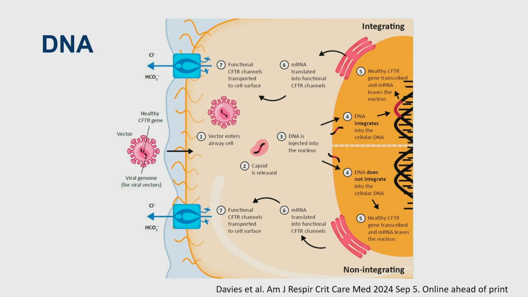It needs to be transcribed in the nucleus. That's where the transcription apparatus is. So we do have to get through that second barrier to get into the nucleus, so a little bit harder to deliver. And then focusing on the top half, now we have the DNA that integrates into the cellular DNA.